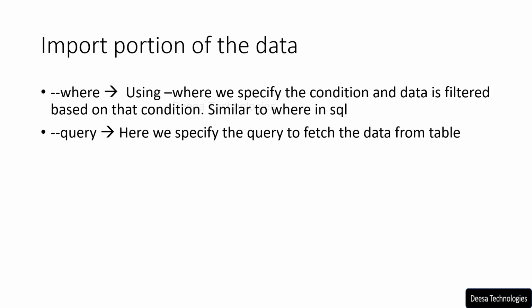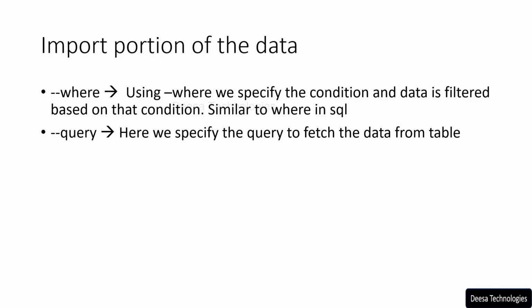So in all our previous examples, we have imported the data. Now we have imported the entire table data. So whatever columns, whatever number of rows are present, we have imported all those data in entirety. Now this is not always the case, right? Sometimes we may want to import just a portion of the data.